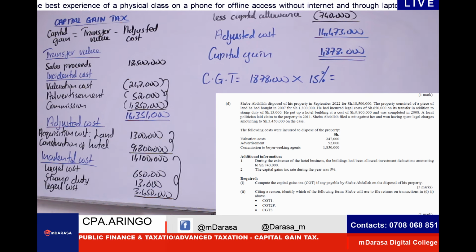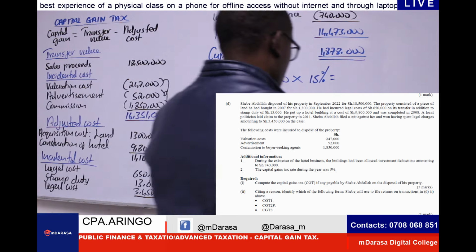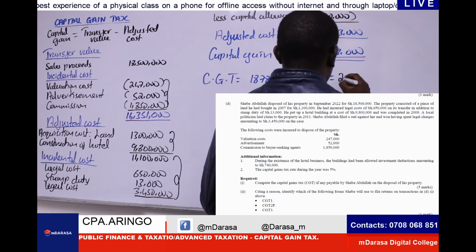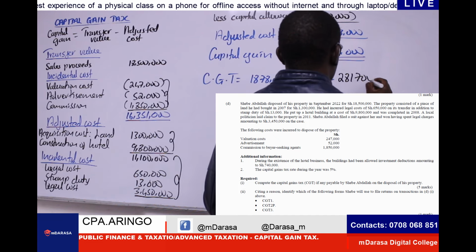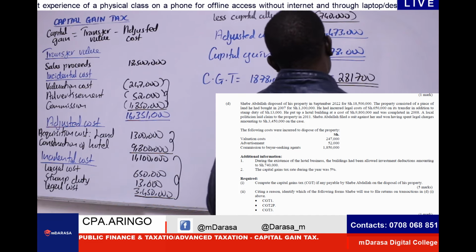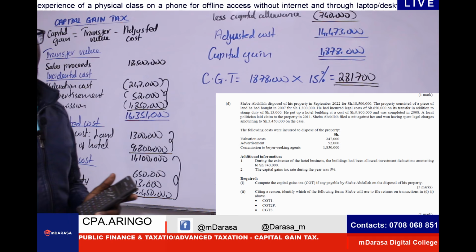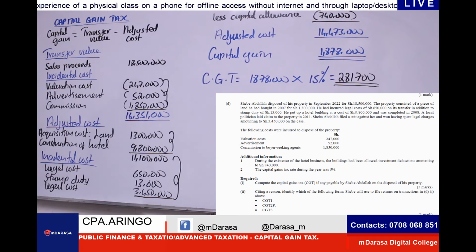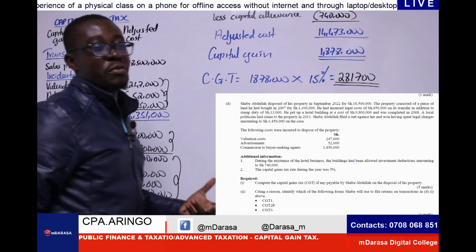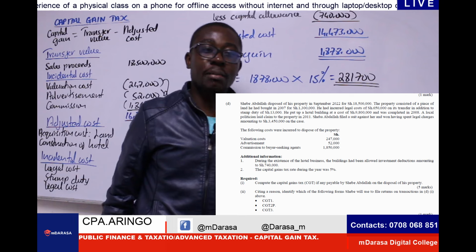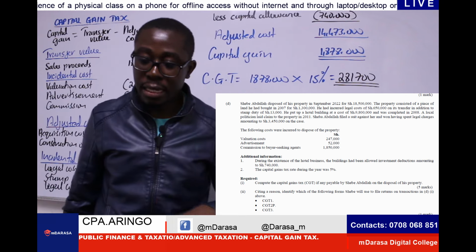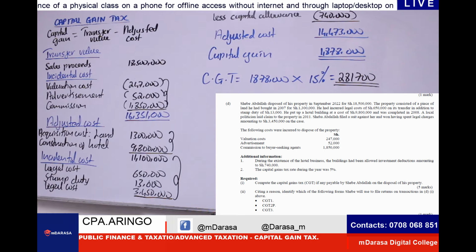Times 0.15. This would give us 281,700. See? That would be your capital gain tax. So this is the concept of the capital gain tax, and we are applying our current rates. So that is the procedure.